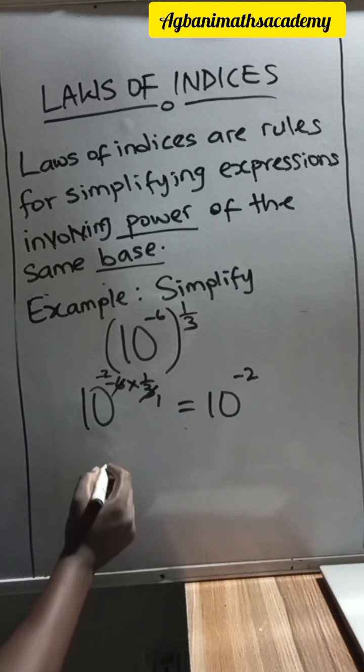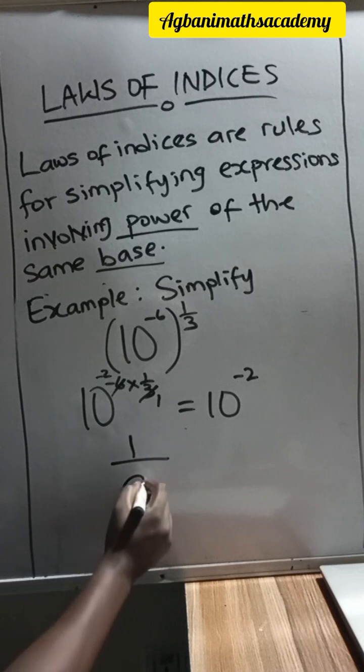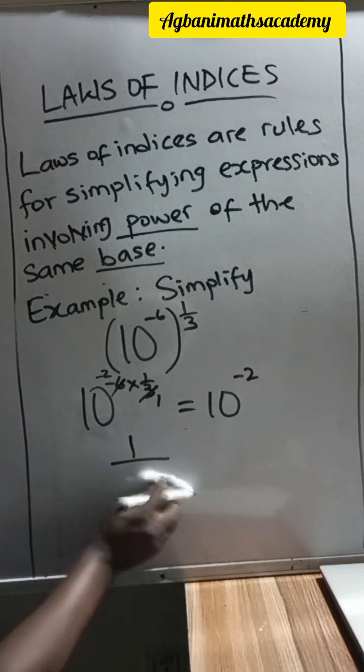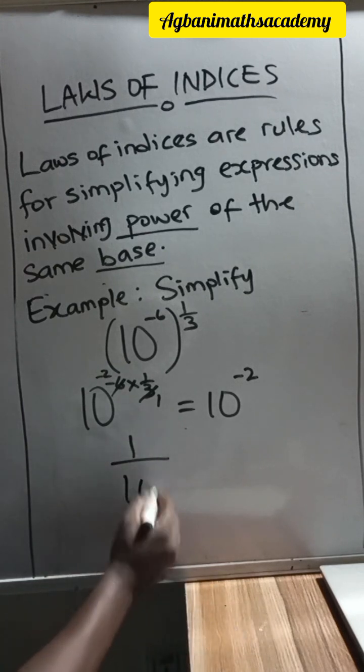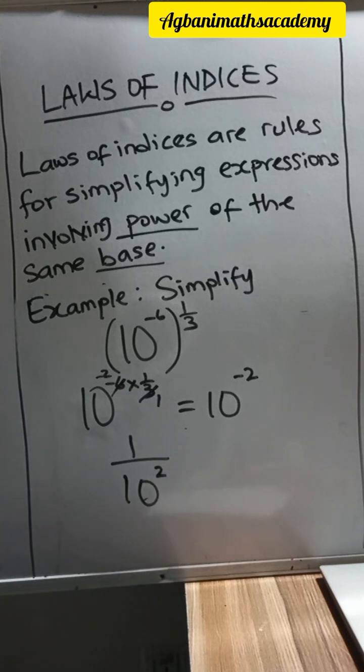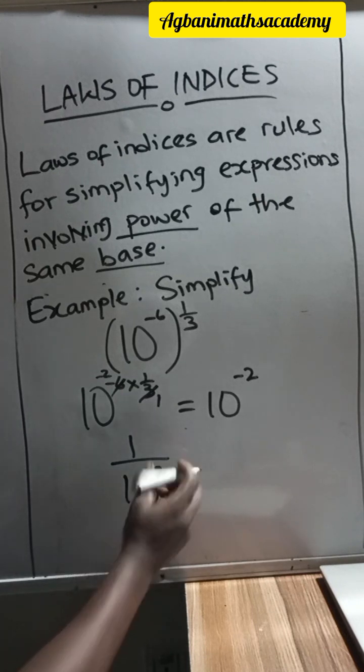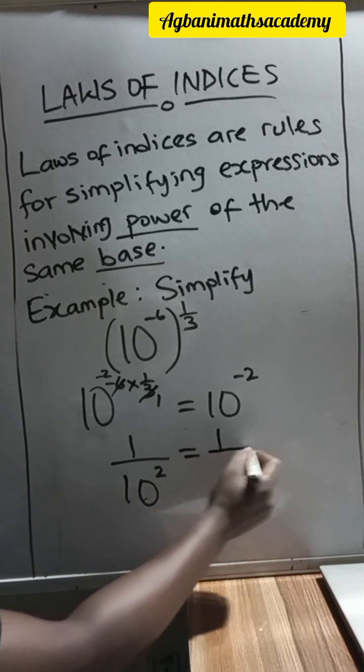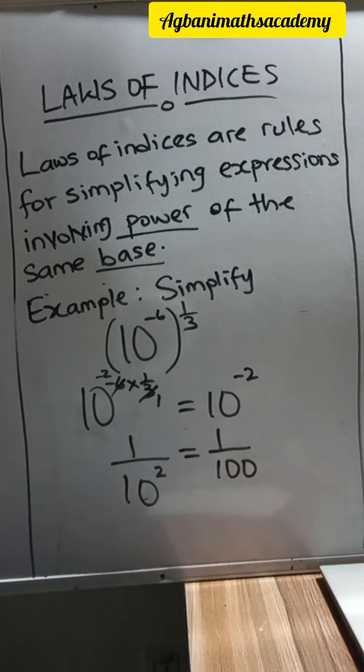This will mean 1 all over, sorry, not a, 10. 1 all over 10 to the power of 2. And 10 to the power of 2 is 10 multiplied by 10, which will give us 1 all over 100. So this is the simple answer to this question. So let's look at another example.